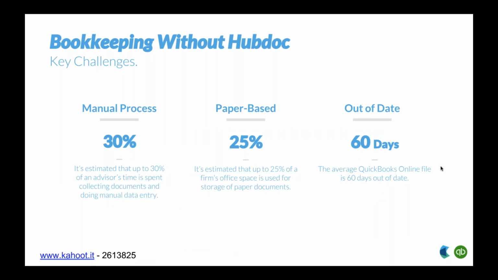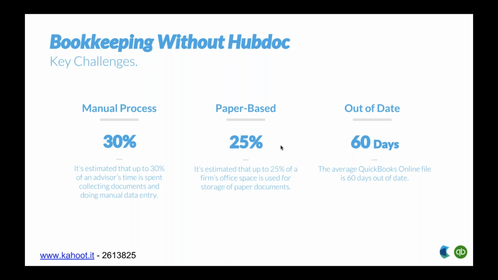And when you do get those documents, they're usually receipts and paper documents that you have to manually enter into QBO. All of those paper documents we've found take up to 25% of a firm's office space, which is definitely a nightmare should you ever get audited and trying to actually bring those documents out. And not only that, it is just a waste of space that you could be using for bigger and better things. Now, all of these mundane tasks we found actually results in a QBO file being 60 days out of date.